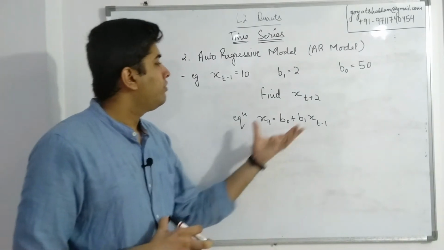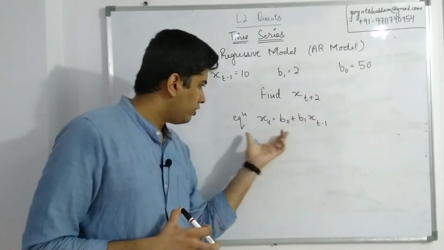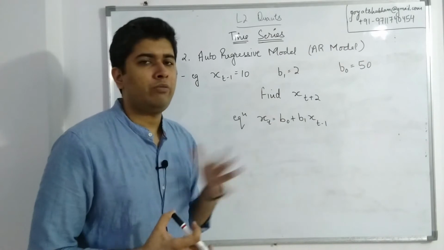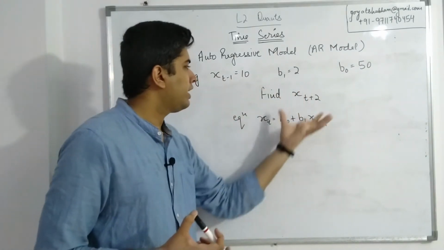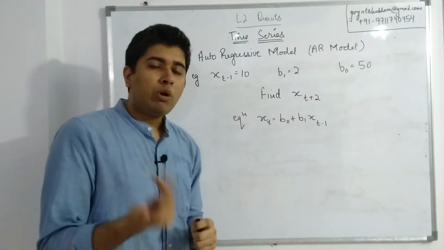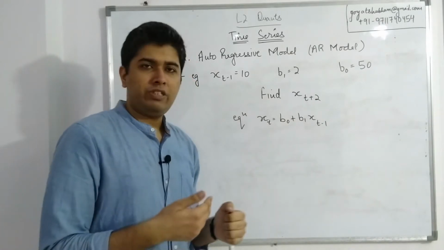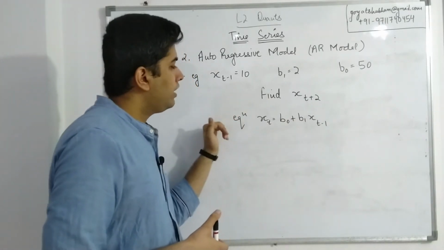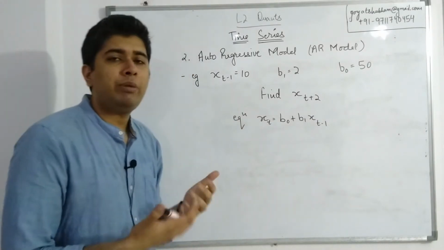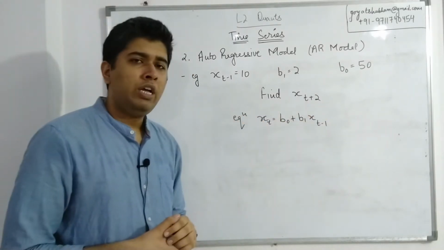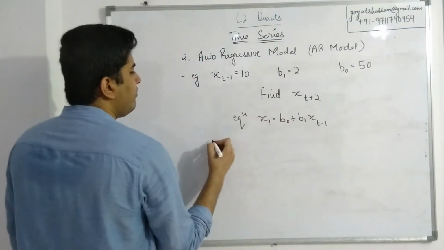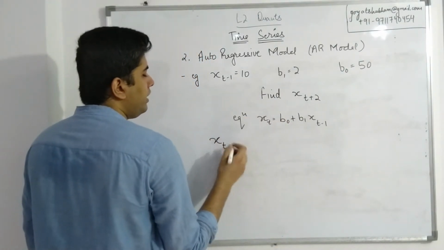Now, if you look carefully, xt plus 2 is not outright easy to find from this equation. We can't simply plug in all the values and get xt plus 2 directly. What we'll have to do is use this equation multiple times. Using the AR equation multiple times to find out the target value is known as chain rule of forecasting. So what we'll do is we'll first find out the value of xt.